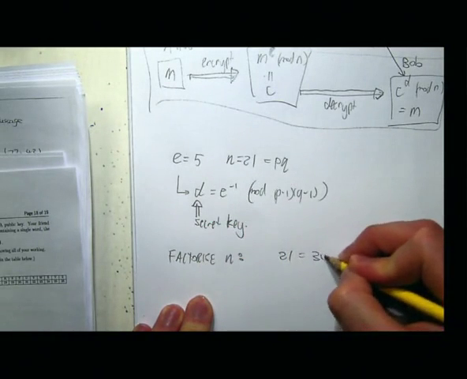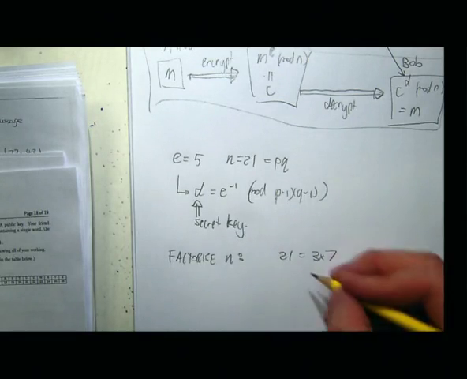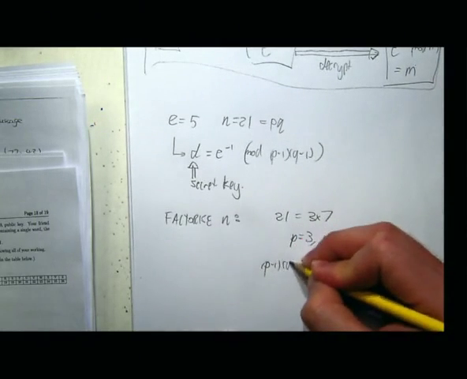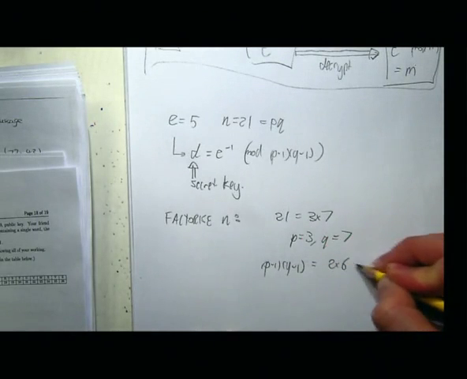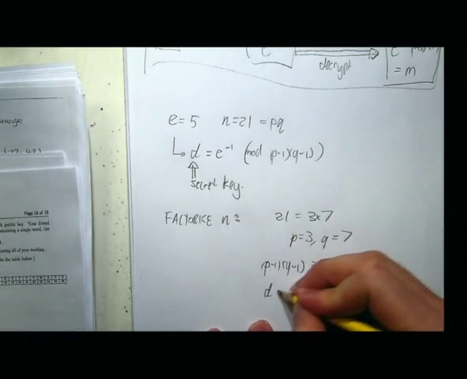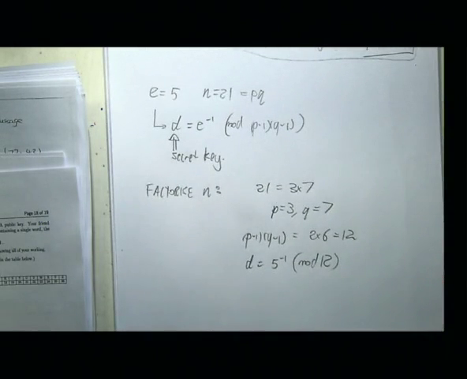So 21 is 3 times 7. And they are the only prime numbers that go into 21, so sweet, we've factorized it. I can make p and q whichever one of those I like. And so therefore my number p minus 1, q minus 1 is 2 times 6, which is 12. So I've got 3 minus 1, which is 2, and 7 minus 1, which is 6, and that's 12. Okay, so we're nearly there. Now all we need to do is figure out what d is. So d is 5 inverse mod 12.